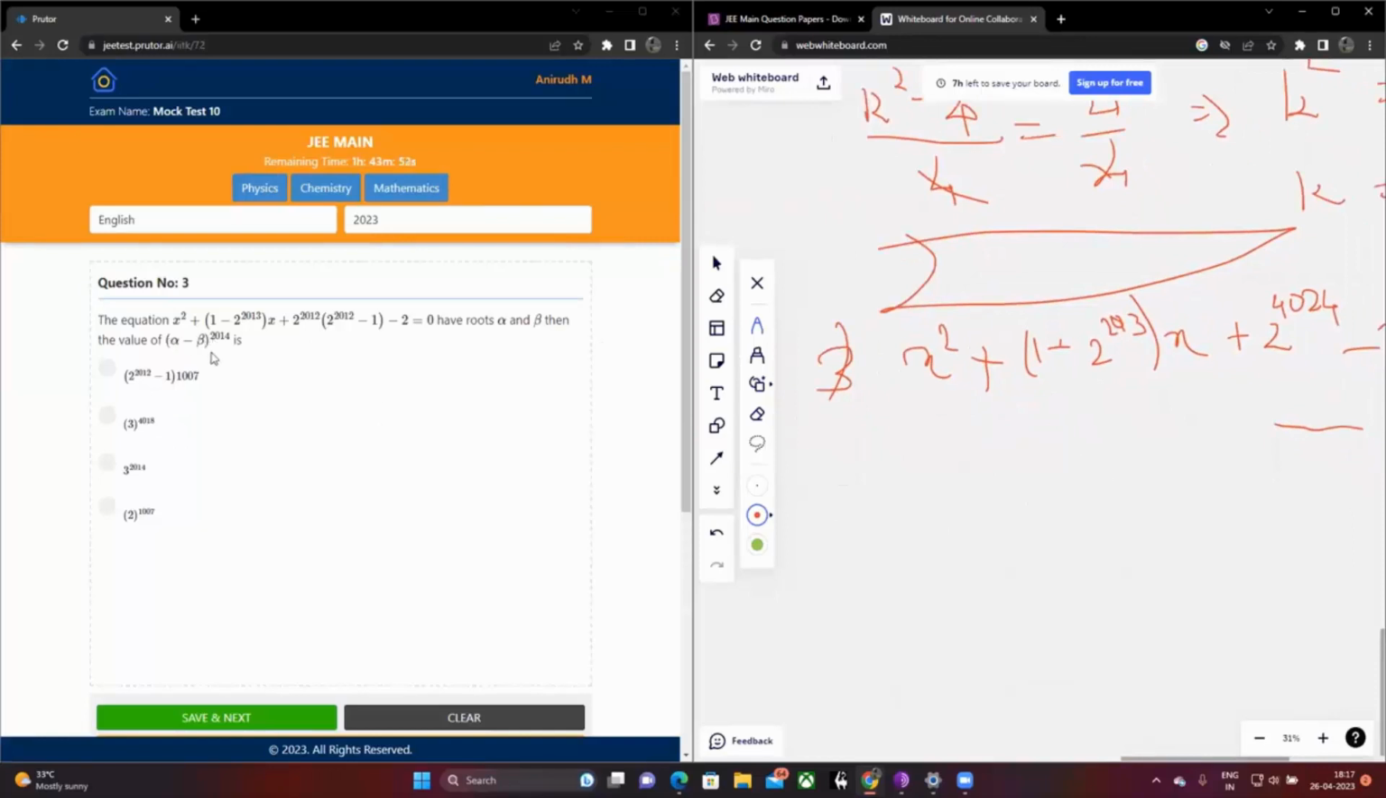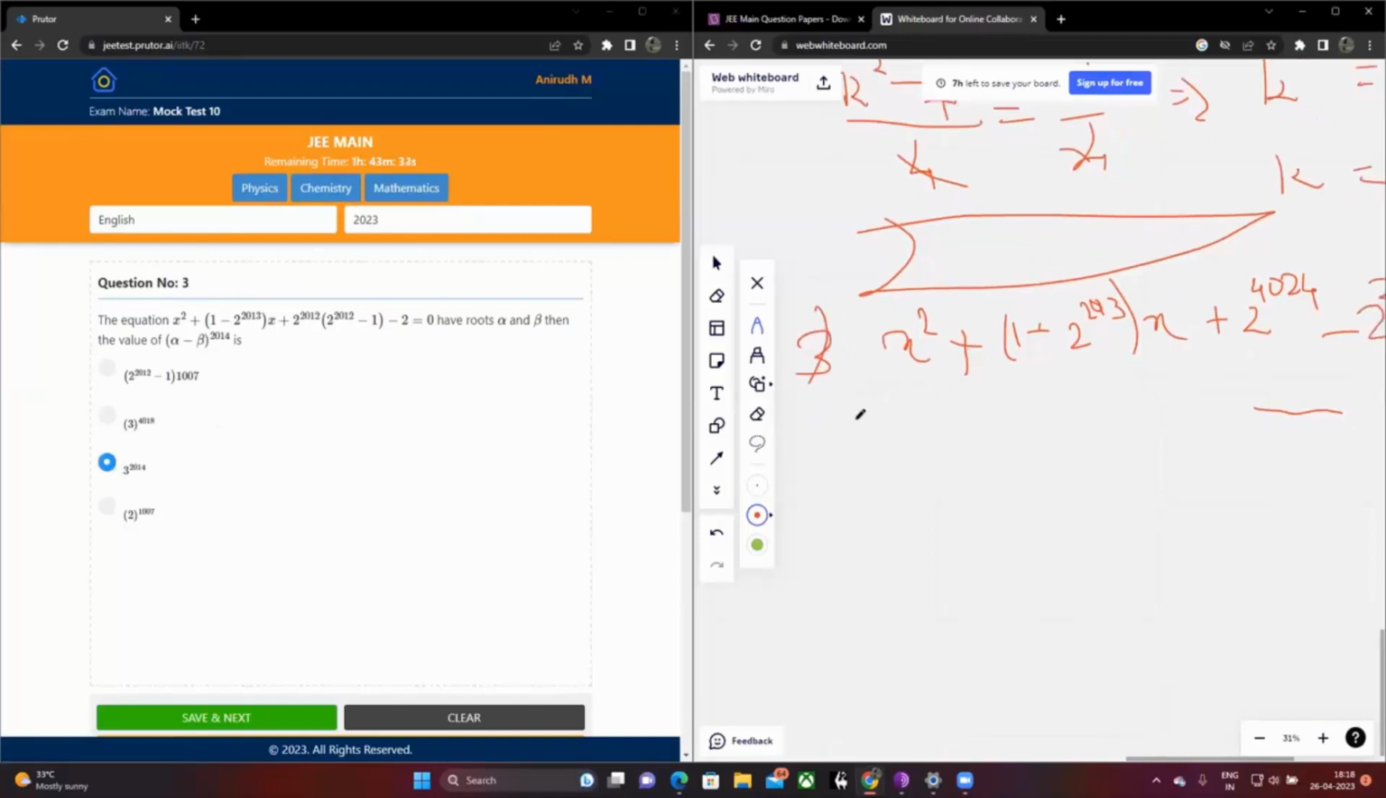Right. So for this question, the method that you follow is basically get the values of alpha plus beta and alpha beta, as you all know, right? And then square alpha plus beta. You get a way to get out alpha minus beta the whole square from there, from which you get alpha minus beta, and then raise it to a power 2014. You should actually get 3 power 2014 here. I'll show you the working how, right?